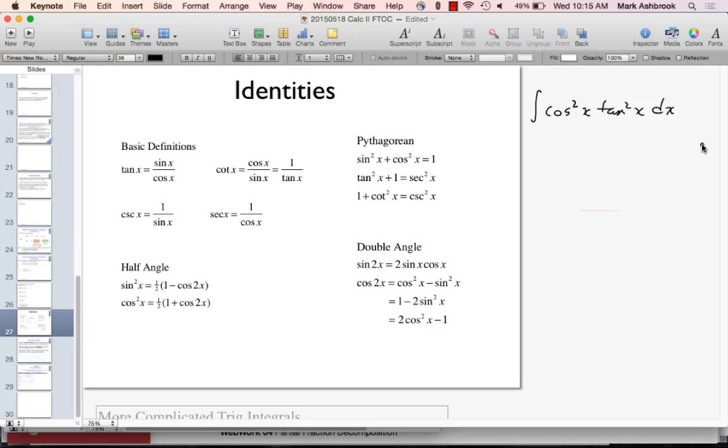Okay, so again, using identities or algebra to reform this or get something that's going to make our life easier. So what might we do with cosine squared, tangent squared? Yes?